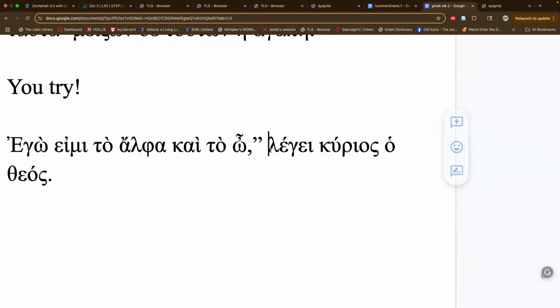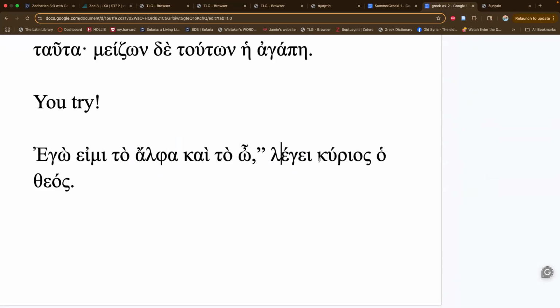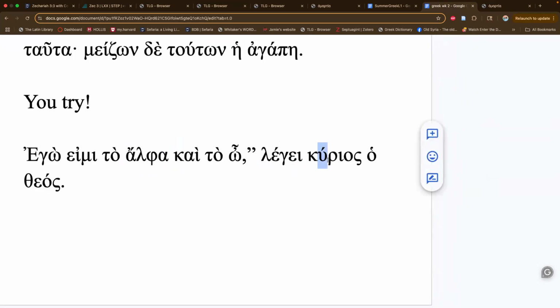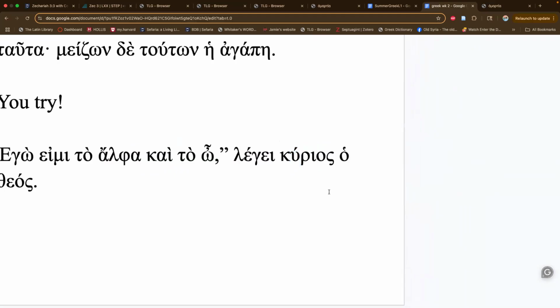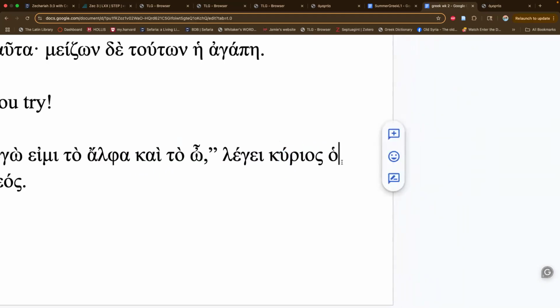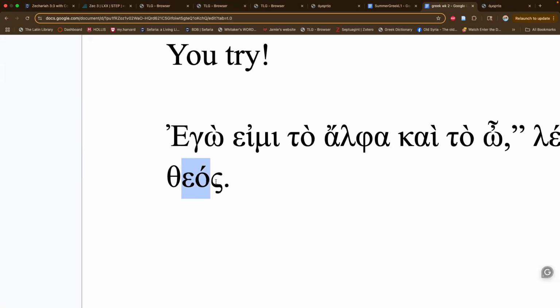Then lege, so we have a short e and then a diphthong. And remember this is a u that makes an oo sound, so Kurios. And then this is just an ah, but because it has the rough breathing, it's ha. And then theos. Note that because these aren't one of the listed diphthongs, we're pronouncing the vowels separately. So theos.